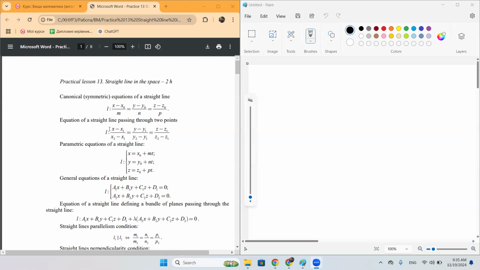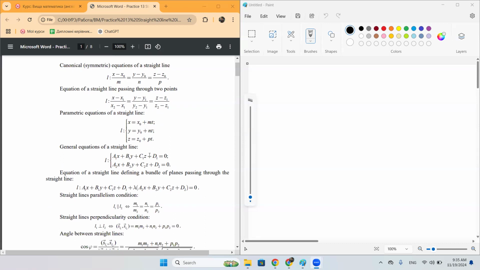Then the equation of a straight line passing through 2 points. You know it from school that through 2 points, only one straight line can pass. So here is the equation that, as you can see, can be transformed to the canonical form.